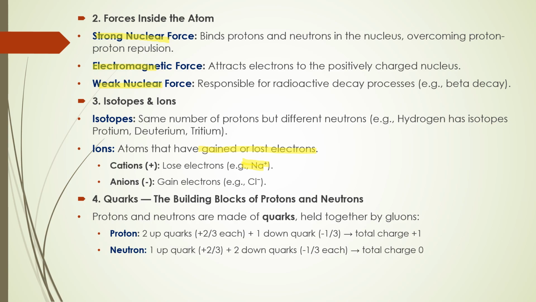Ions. What is an ion? An ion is an atom that has gained or lost electrons. For example, a cation: if an element has lost one or more electrons, it is known as a cation. For example, sodium, Na plus ion, which means it only lost one electron.